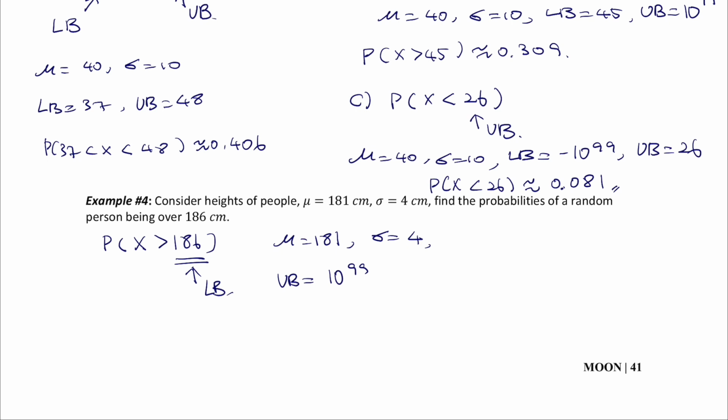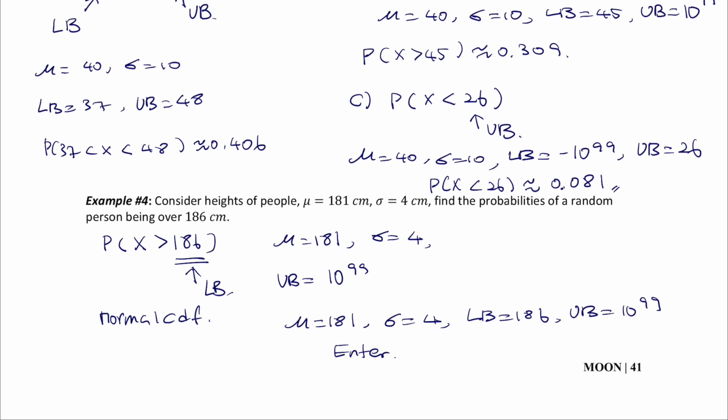So we can do normal CDF with your GDC. Then we can set mean equal to 181, standard deviation is 4, lower boundary equals 186, upper boundary equals 10^99. And hit enter. Then you should get the probability that x is greater than 186 as 0.106.